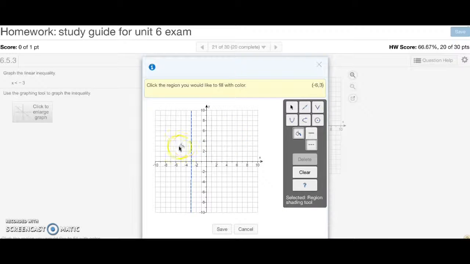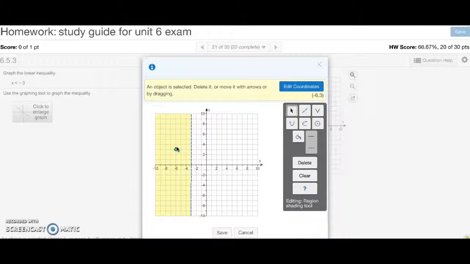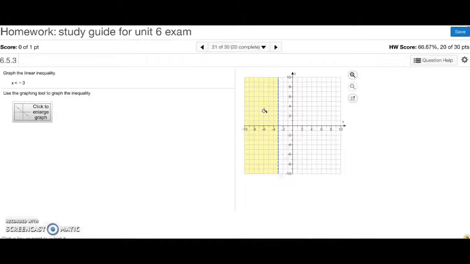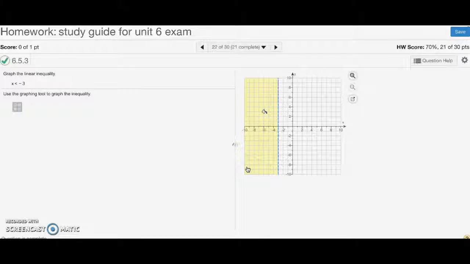Now shading in a vertical line, see how it's pointing towards the left? That means you're shading the left side. Or if you look at the x-axis, it's getting smaller as you go to the left, and we know that arrow is a less than. So click Save, check Answer, there's my graph.